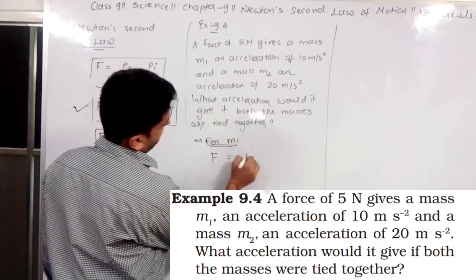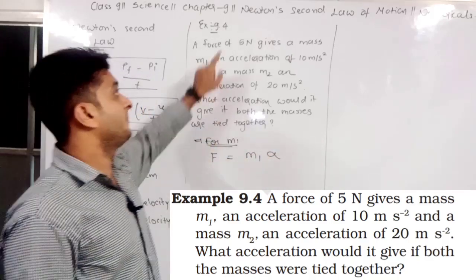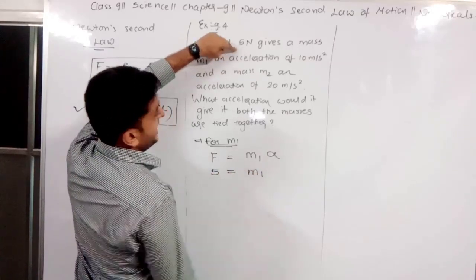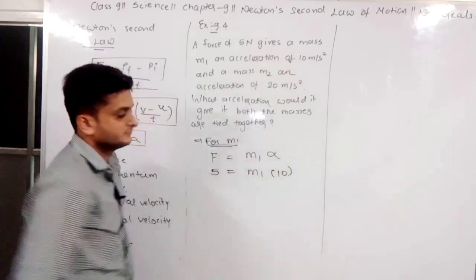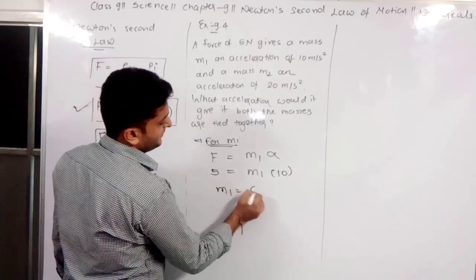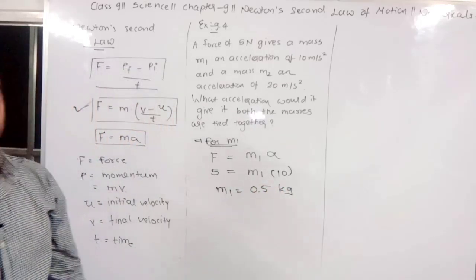I will write F is equal to m a. I will give it m1. What force am I applying? I am applying a force of 5 Newton. This mass is unknown and it gives an acceleration of 10 meter per second square. So your first mass m1 is going to be 5 by 10, that is 0.5 kg. Your first mass is 0.5 kg, right?